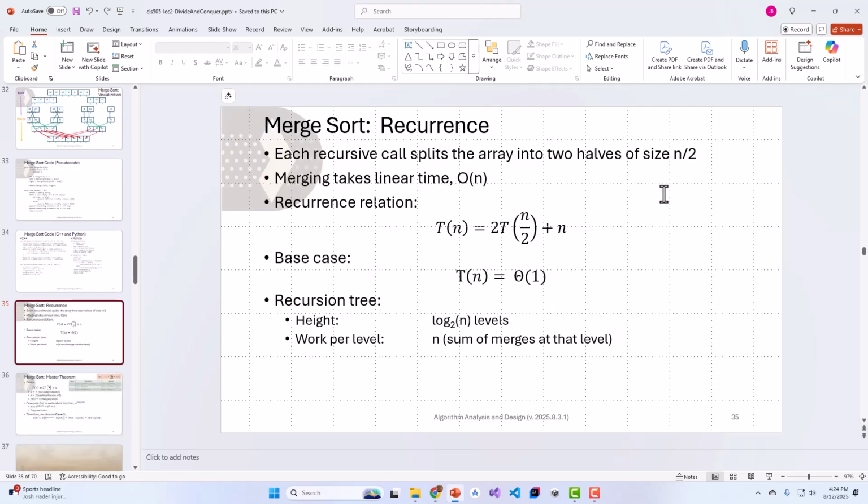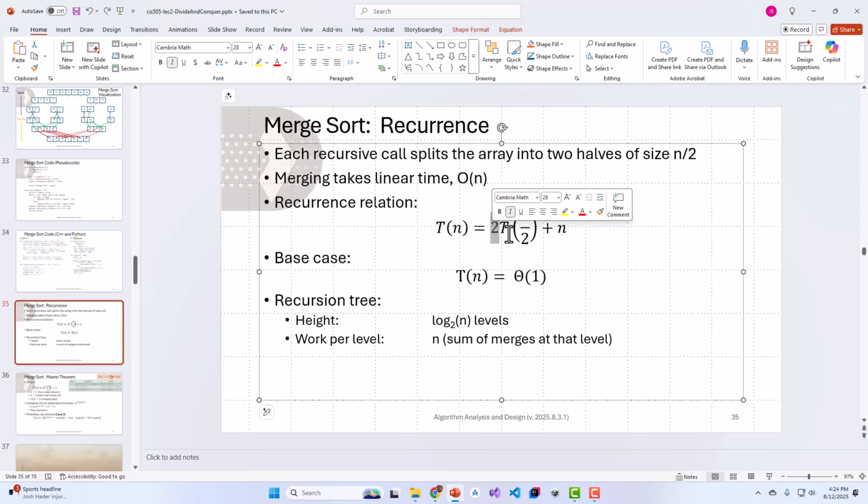What's the recurrence relation for merge sort? Well, each recursive call splits the array into 2 halves of size n over 2. So there's 2 halves, there's 2 of them, and each of them are size n over 2. So our a and our b end up being a 2 and a 2. And then the f of n is an n. Okay, so that's what we're going to see with the Master Theorem.